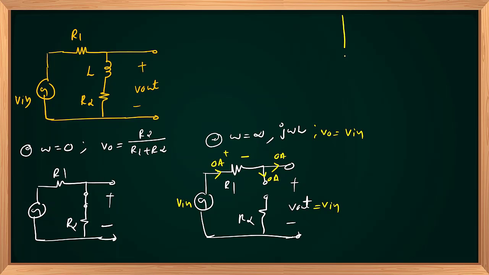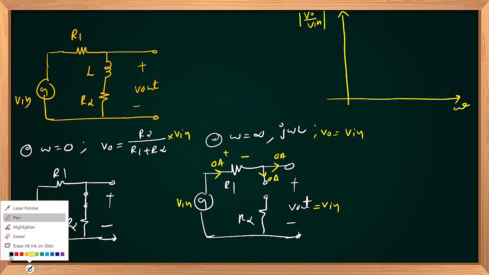If we are plotting the characteristics between omega and magnitude of voltage gain, at omega equal to 0, its value, multiplied by V in, is V out by V in equal to R2 upon R1 plus R2.